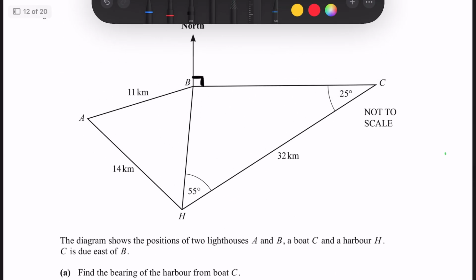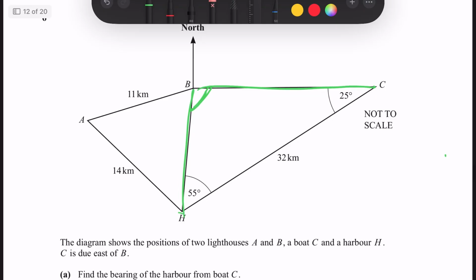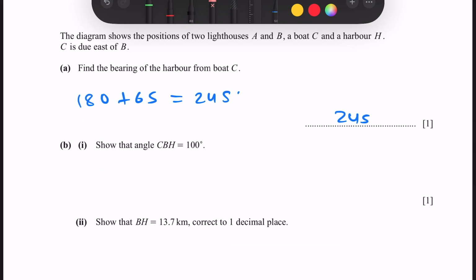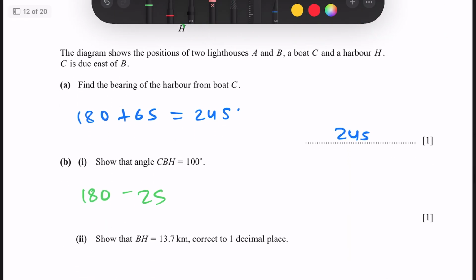Show that angle CBH. So CBH would be equal to this angle over here. Now since all angles in a triangle add to 180 degrees and CBH is a triangle and we have two angles here, 55 and 25, the angle CBH itself would be equal to 180 minus 25 minus 55, which are the other two angles in this triangle, and this is equal to 100 degrees.